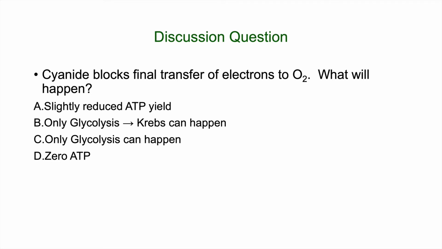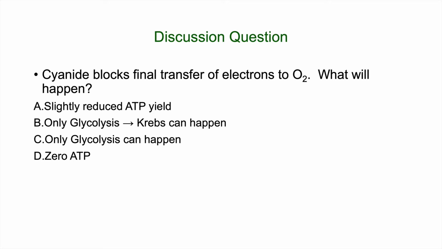Okay, well, we're probably going to see a reduced ATP yield because we're not going to be able to push as many protons up. Only glycolysis Krebs can happen. So we're going to get our 2 ATP from glycolysis. We spend them to get in the mitochondria, so they're gone. And the Krebs can happen, but we're not going to be able to harvest the electron energy there.